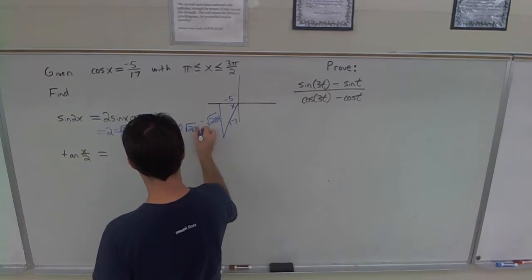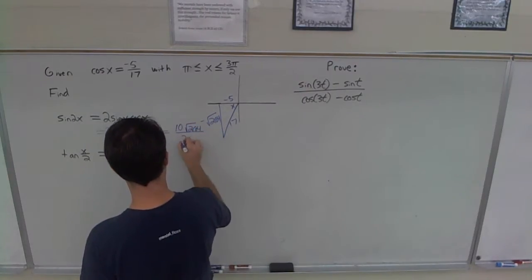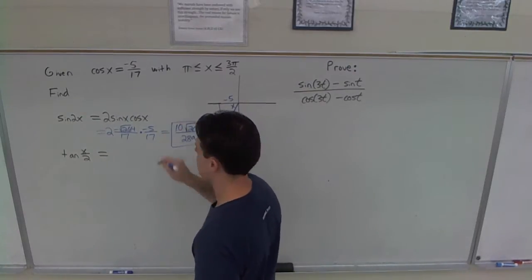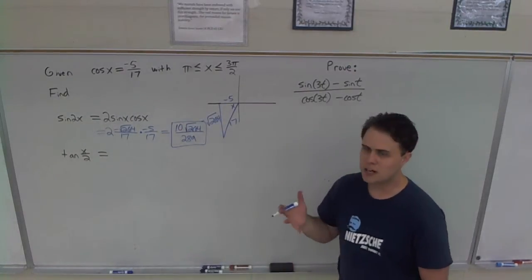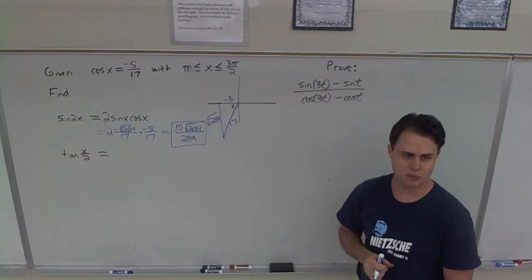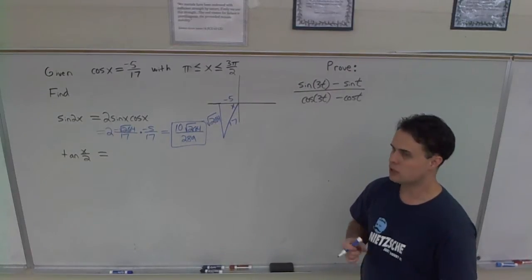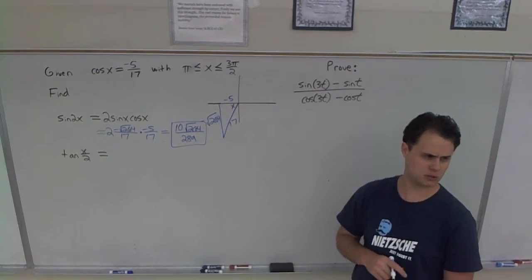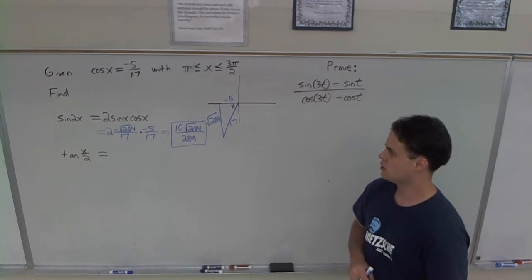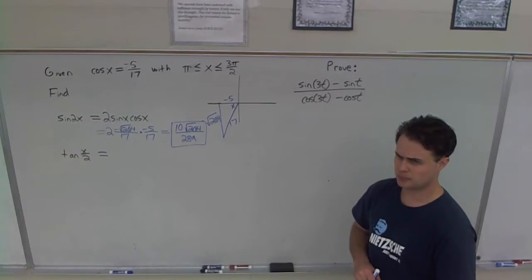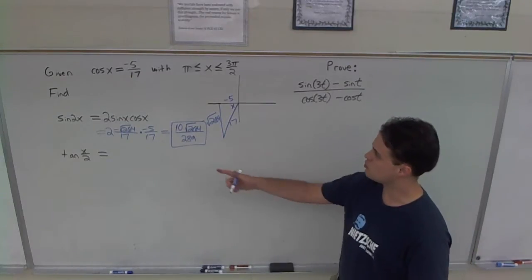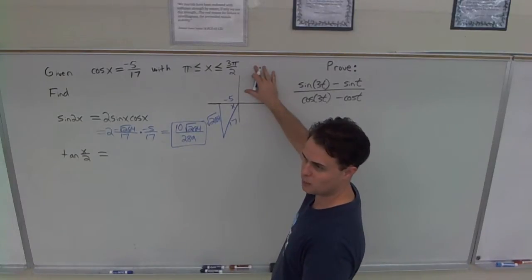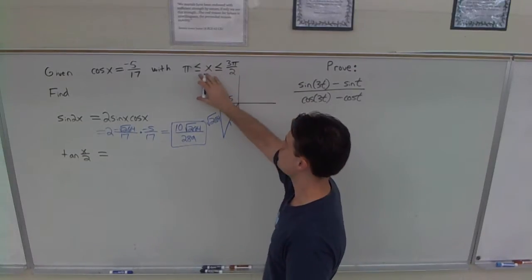e to the negative x minus 1. So sine is positive. Now, let's try to think about, that's not a lot of information, but is that enough information to know where double x is? Sine of double x, if it's positive, that means it's either in this quadrant, because sine is y, or this quadrant.